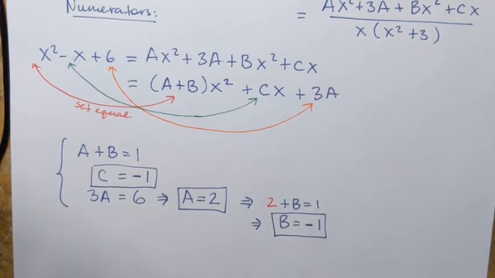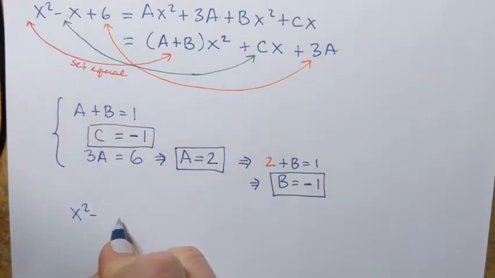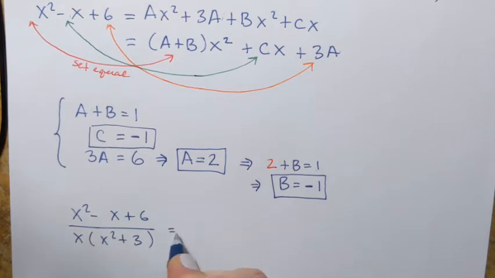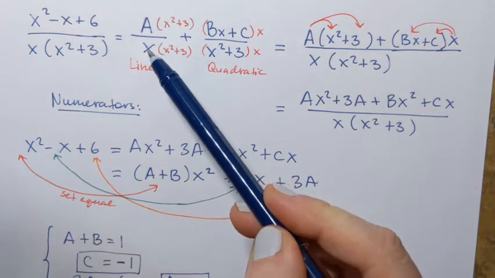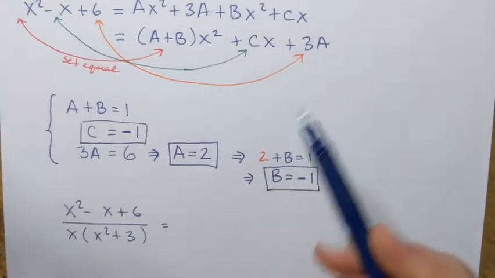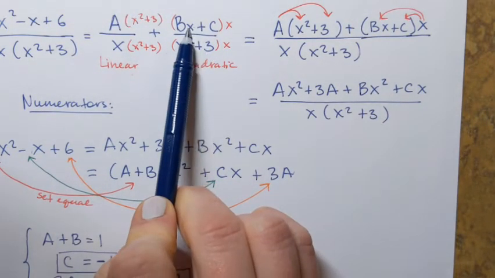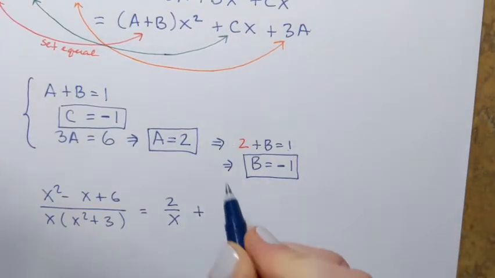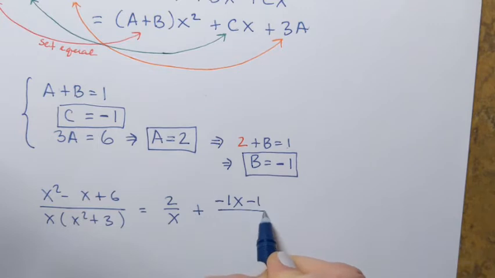Okay, let's put this all together. So this is what we have. We started with the expression x squared minus x plus 6 over x times x squared plus 3. And this is how we decomposed it. So it's a over x. Now what is a? A is 2. So it's going to be 2 over x plus bx plus c over x squared plus 3. So that's negative 1x minus 1 over x squared plus 3.